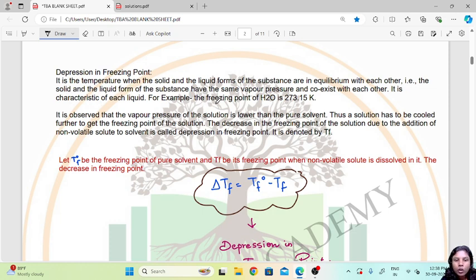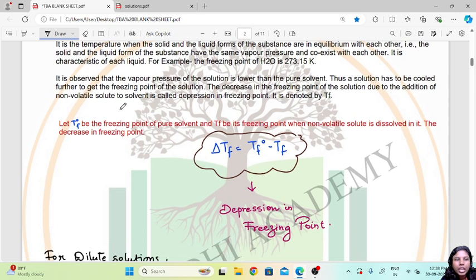One example of this is that the freezing point of H2O is known to be 273.15 Kelvin. Now it is observed that the vapor pressure of the solution is lower than that of the pure solvent. This we already know, that the vapor pressure of the solution is lower than that of the pure solvent that is present. Thus, a solution has to be cooled further to get the freezing point of the solution.